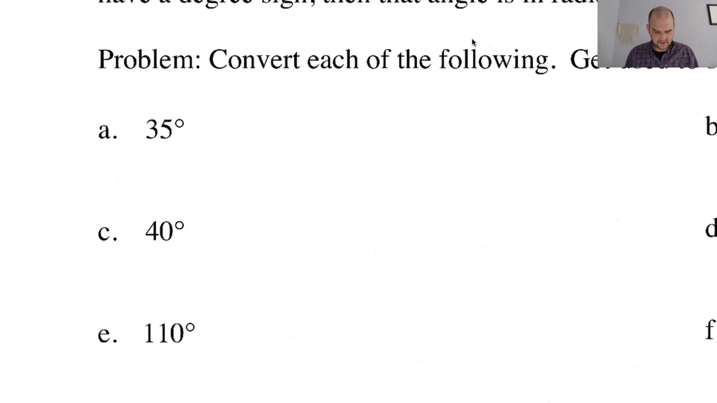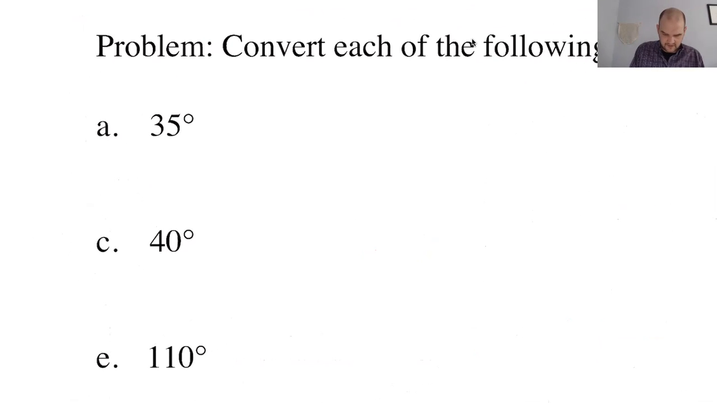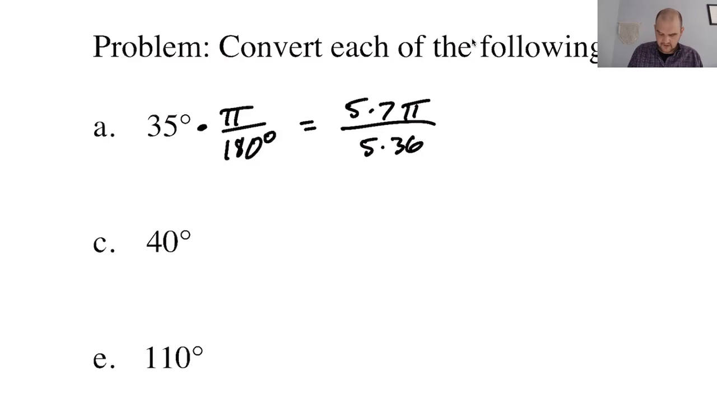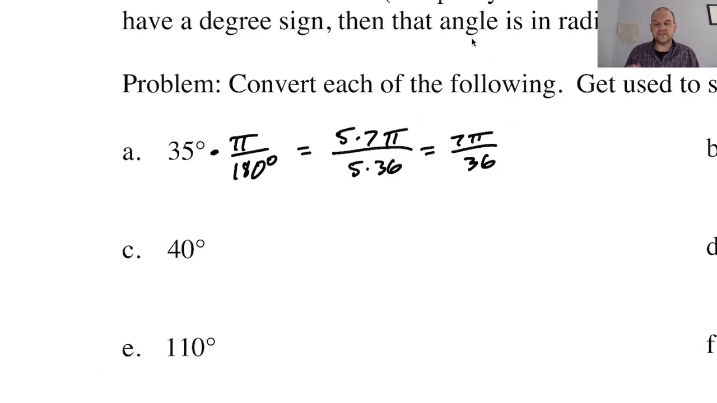So let's see if we can convert. 35 degrees. What I want to do is multiply by pi over 180. 35 is 5 times 7, and then pi, and then 1 over 180. 180, I now know, is 5 times 36. So I'm going to say that this is 7 pi over 36 radians. That's it. You just say radians. You don't write radians. There's no notation for it. It doesn't have a symbol. It's just 7 pi over 36. 35 degrees corresponds to 7 pi over 36 radians.